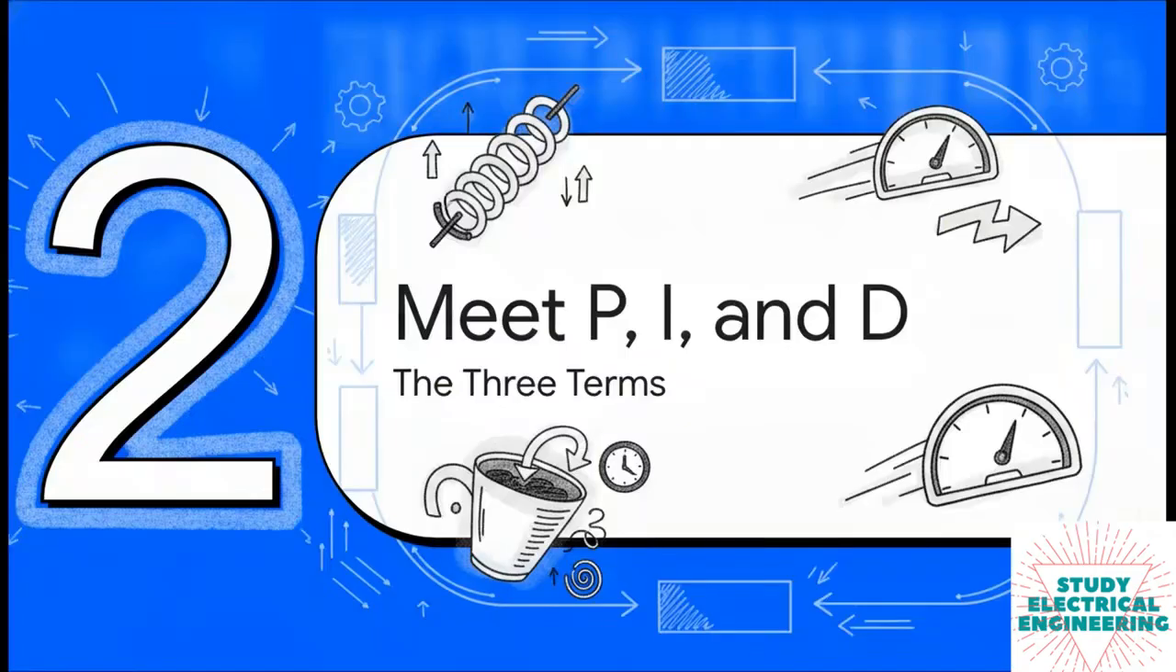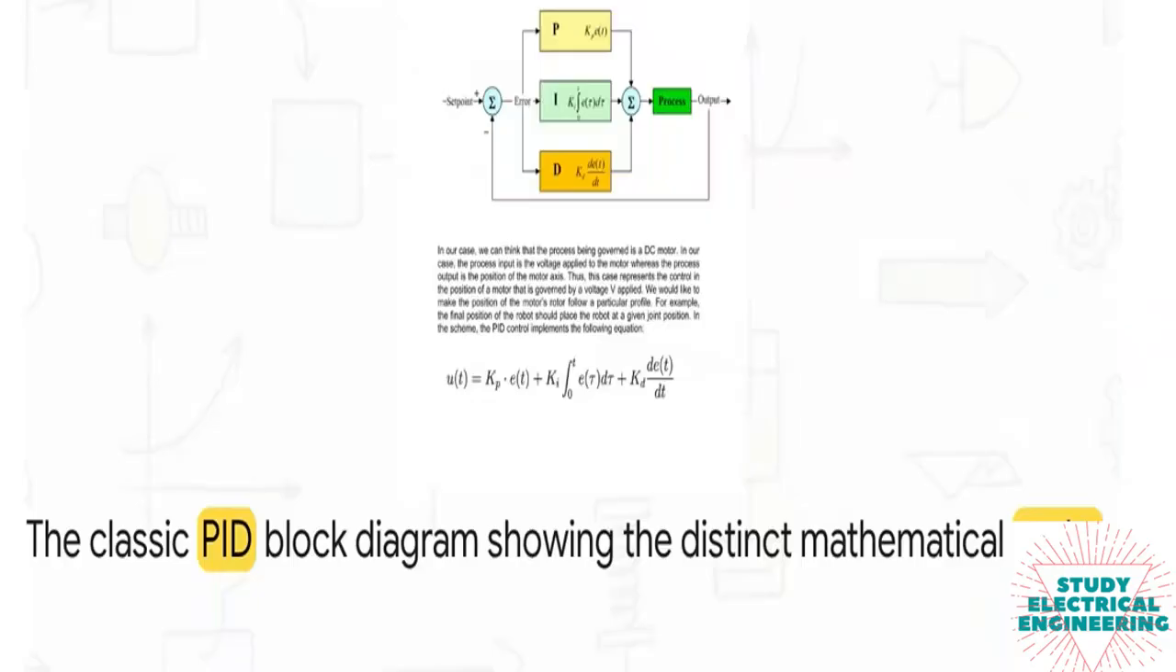Moving on to Section 2, meet P, I, and D, the three terms. Now, what's really interesting about this slide is how clearly the architecture of the controller maps out. Let's break down these three distinct letters so we understand exactly what specific problem each one solves in our control loop. You can see our set point, basically our target, over on the left. We subtract our actual measurement to get the error. Then that single error signal is fed simultaneously through three entirely distinct mathematical paths. You've got the proportional path, the integral path, and the derivative path. Finally, they're all summed together to drive the process.